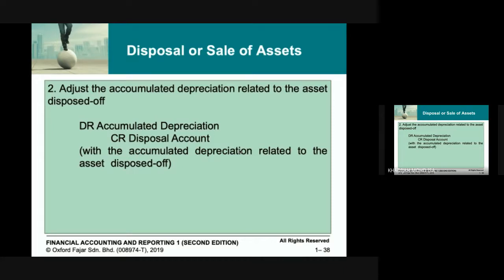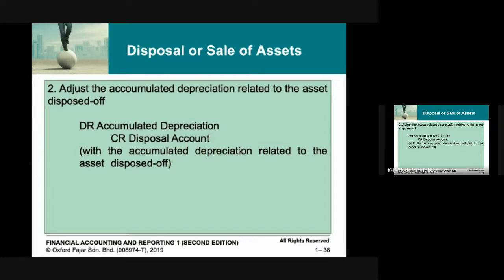Number two, adjust your accumulated depreciation. Remember, accumulated depreciation is a contra account, it's a contra asset. It means that it's a credit balance. So when you want to dispose your asset, you're going to debit. Remember, you want to cut off, you want to settle, you want to close the accounts. So when you want to close the account, you're going to debit the accumulated depreciation account, right? Debit your accumulated depreciation account and credit your disposal account.